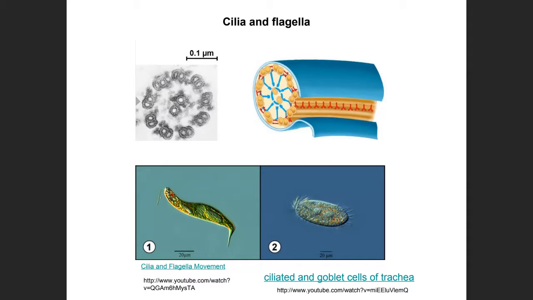1, 2, 3, 4, 5, 6, 7, 8, 9. True, and they have one central pair. It's 9 multiplied by 2 microtubules arrangement over here, plus one central one.